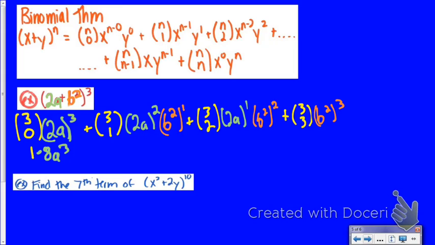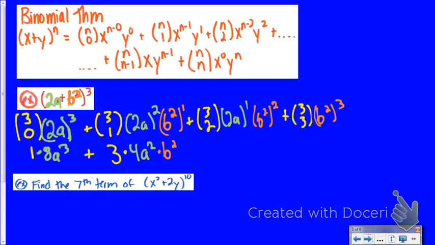Now we move on to the next term. 3 over 1. That's the coefficient. Any number over 1 we know is just that number. So that's going to be 3 times, now I'll do the math here. I've got 2a squared, which is 4a squared, and then I've got b squared to the first power, which is just b squared.